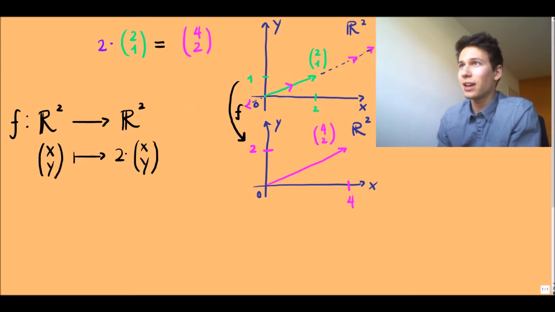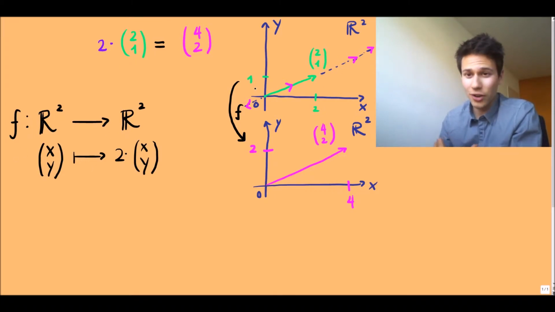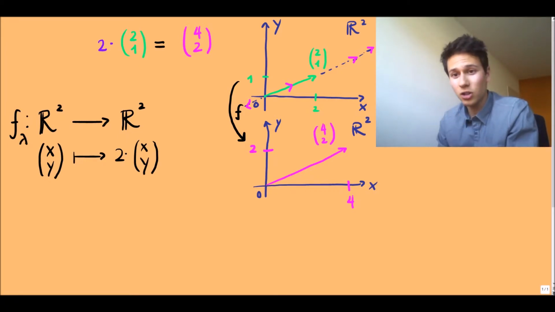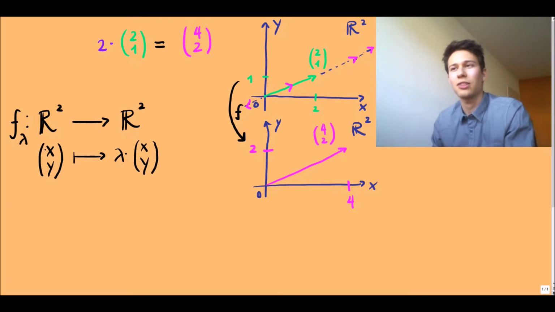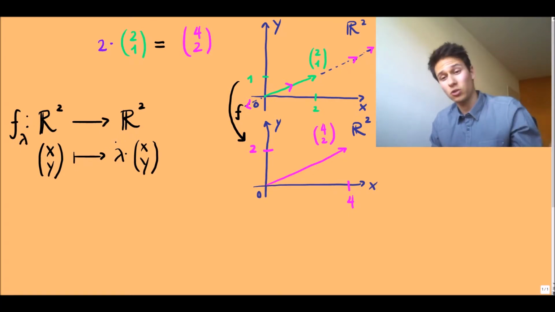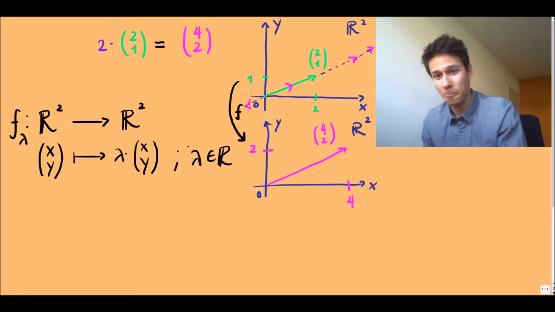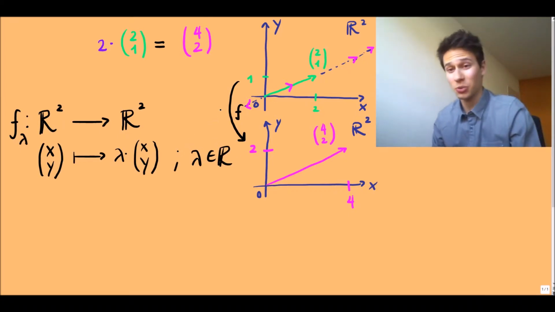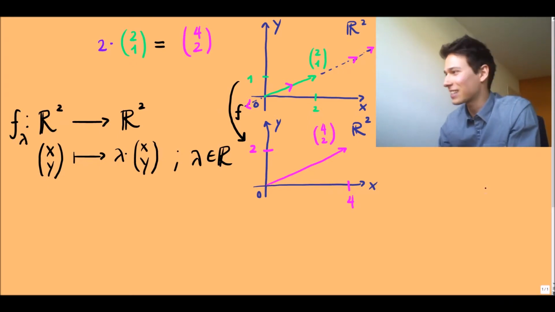So we could say that this family of functions which stretches or shrinks your vector, we could denote it by f lambda. So this is some family of functions, and let's now replace this 2 by a lambda to specify that these are all the functions which stretch or shrink your vector, where of course lambda is just some real value. So far so good. This was really simple, and you still wonder why we need matrices. So let's get to the second example.